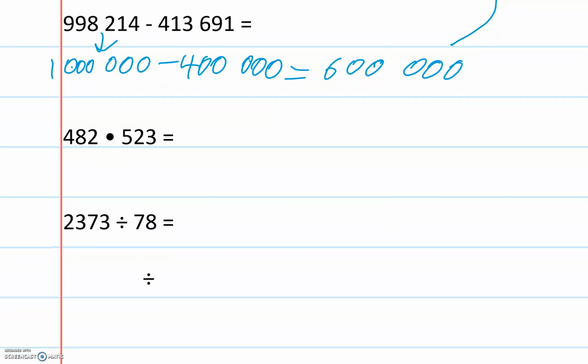Looking at this one, we've got multiplication. Remember, that's what this dot means. So let's go down like this and round this one to any number that makes more sense or is a little bit easier to work with. So I would do it to 500. If you do it to 480, that's fine. It's just harder to work with in this case.